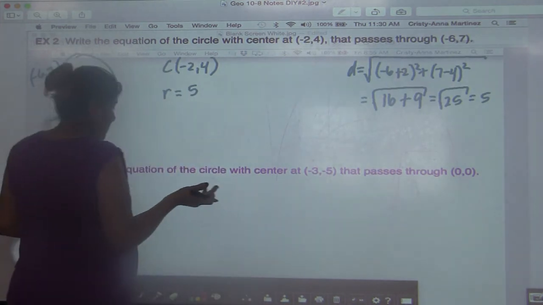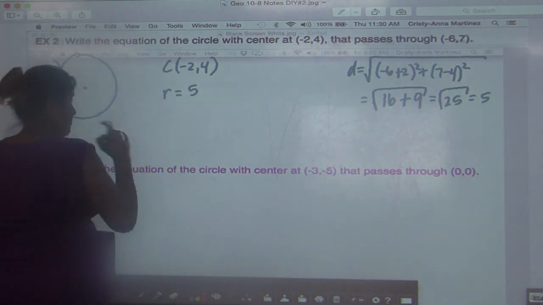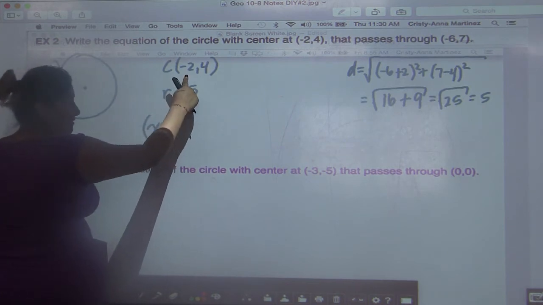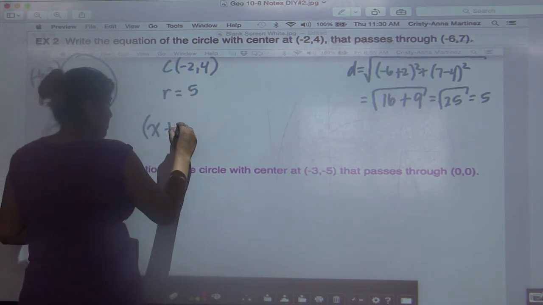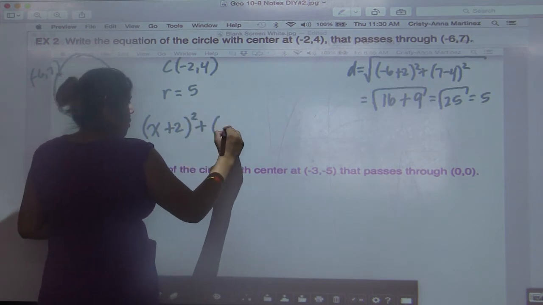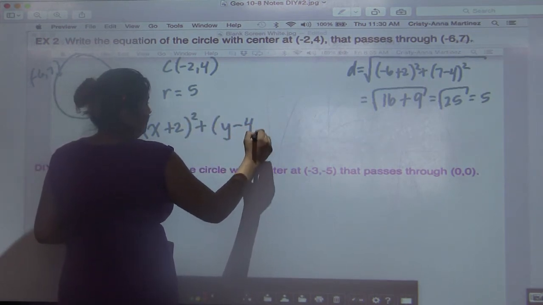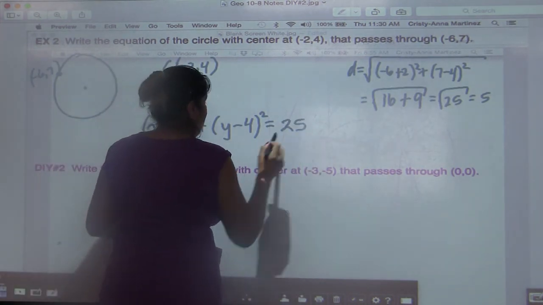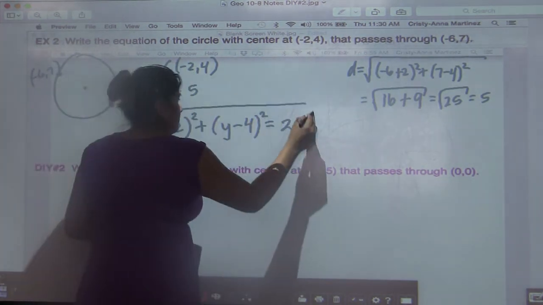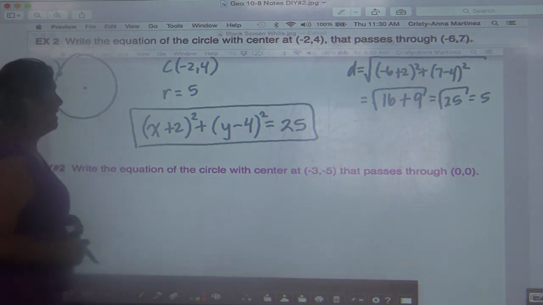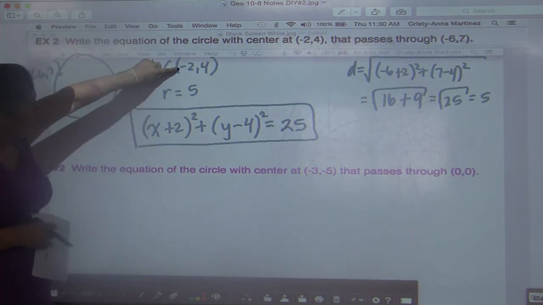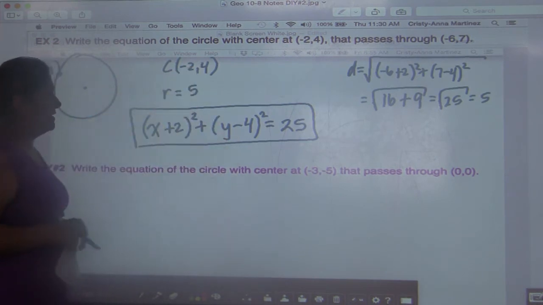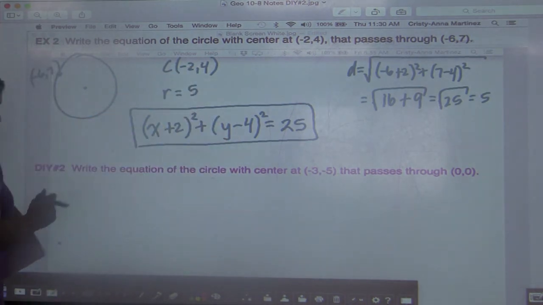Now I have all the information that I need to be able to write my equation of my circle. X minus h, but in this case h is negative 2, so x minus negative 2 is positive 2. Y minus k equals radius squared, so 5 squared, 25. And there is my solution. Notice again how I mentioned earlier that if this is a negative, it'll be positive here. If it's a positive here, it'll be negative. Those are always opposites. So just keep that in mind. We're still being consistent with that.